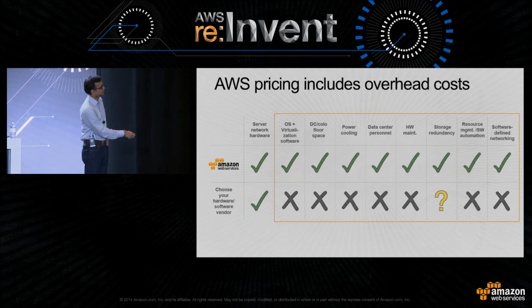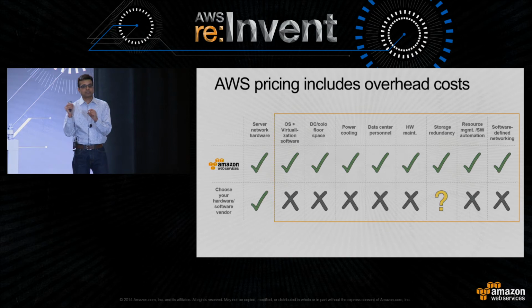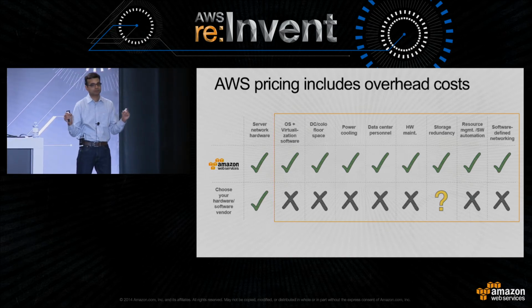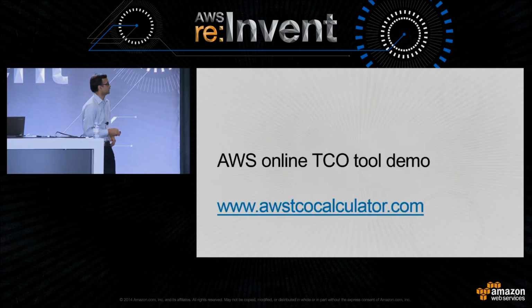So there is redundancy cost built in. We do the patching, so there is hardware maintenance and patching built in. It occupies space, power, cooling, all that stuff. So the point I'm trying to get across is: don't look at that number and compare it against your on-premises hardware number, because that is not an apples to apples comparison. There are a lot of things which go behind the public prices we publish.